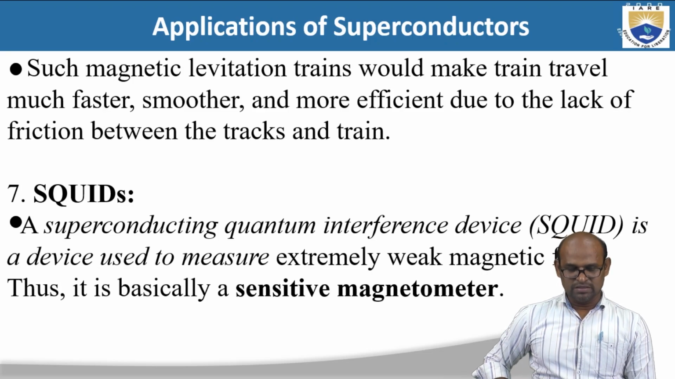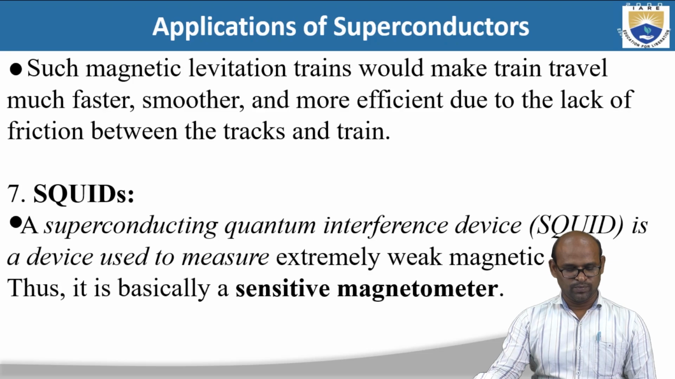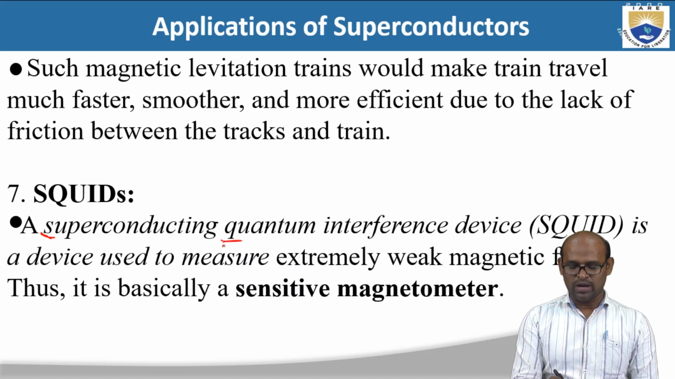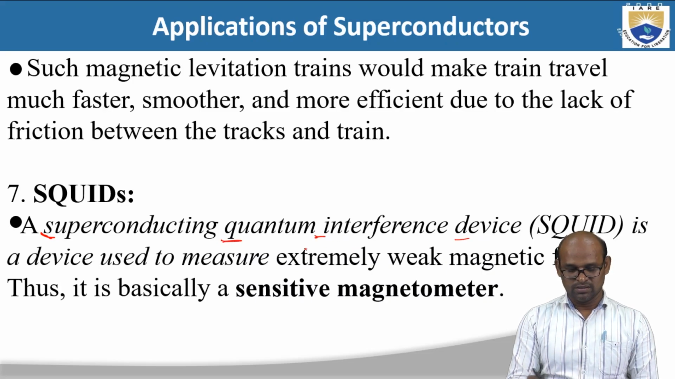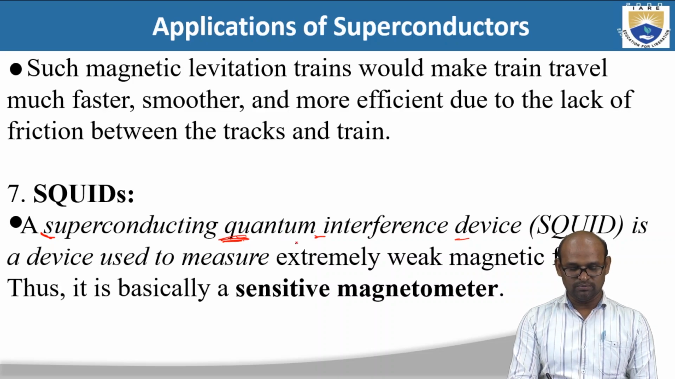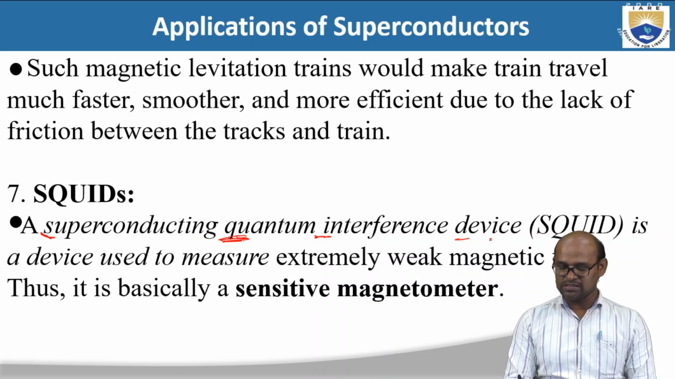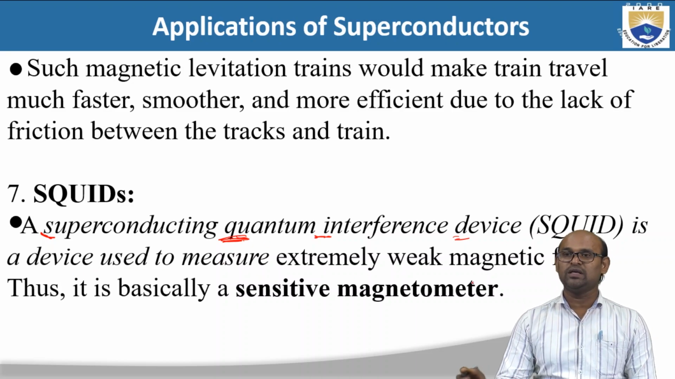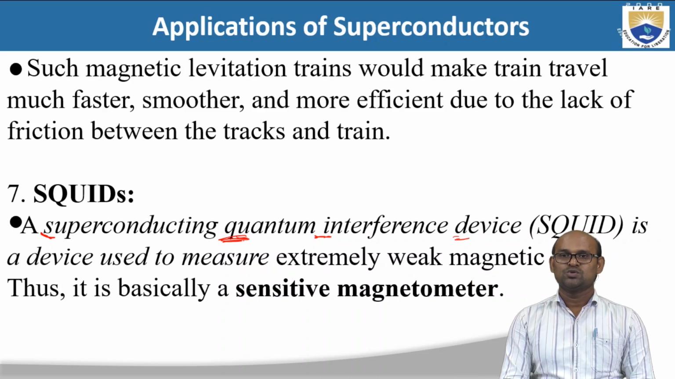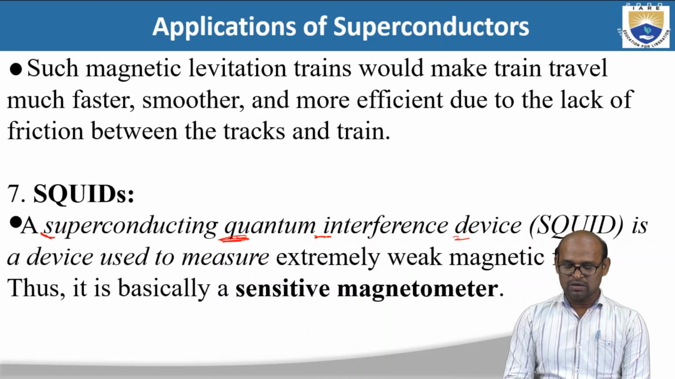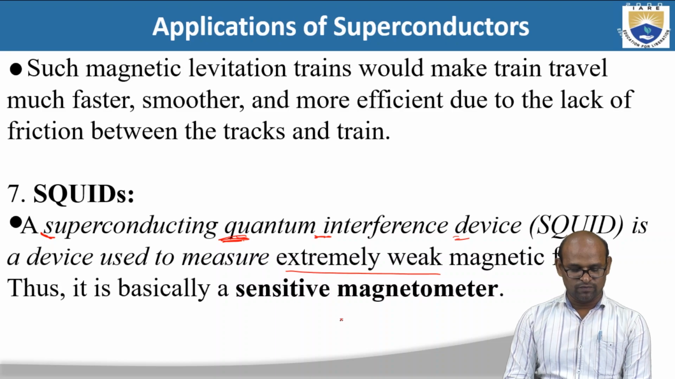So the last, seventh application of superconductors is SQUIDs. What is a SQUID? SQUID is a superconducting quantum interference device. SU is superconducting, QU is from quantum, I is from interference, D is device. So a SQUID is a device used to measure extremely weak magnetic flux. If we use superconducting material in making SQUIDs, these are going to measure extremely weak magnetic flux.